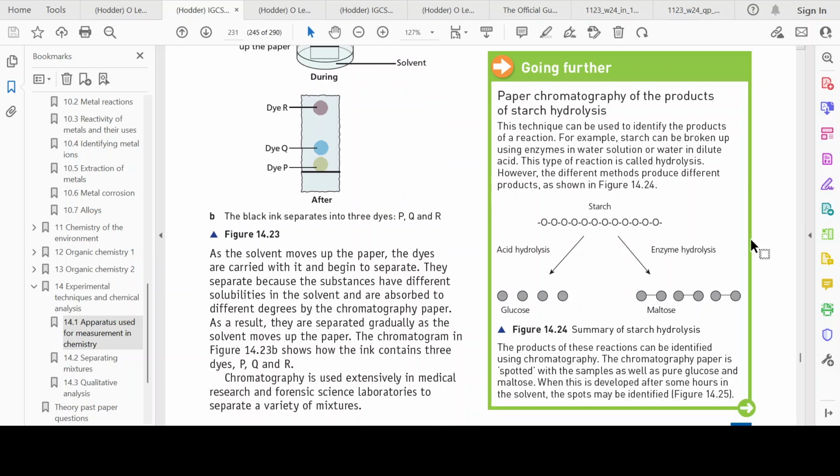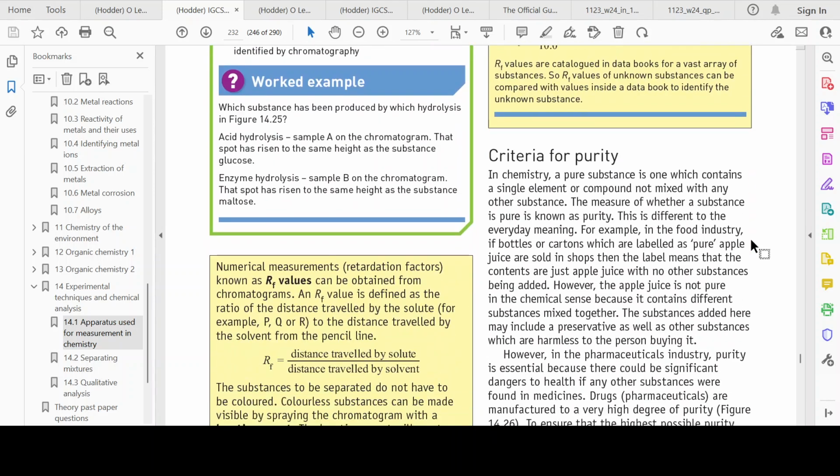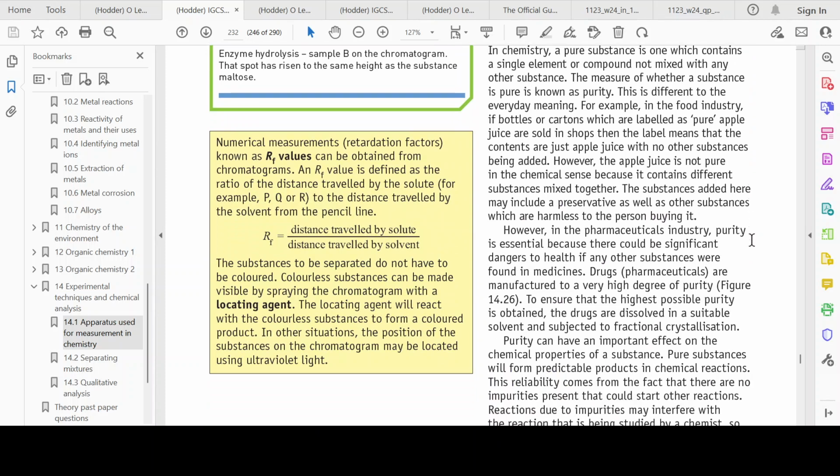All right, there's a bit of going further with starch hydrolysis and paper chromatography, so we're not doing that. We are doing the RF value, however. Well, apart from separating the dyes and getting to know, okay, fine, the different dyes. If you want to be more specific, it's not just dyes, okay? It's used in medicine and forensics, so you can use it for other purposes. And the starch hydrolysis thing as well, which is going further.